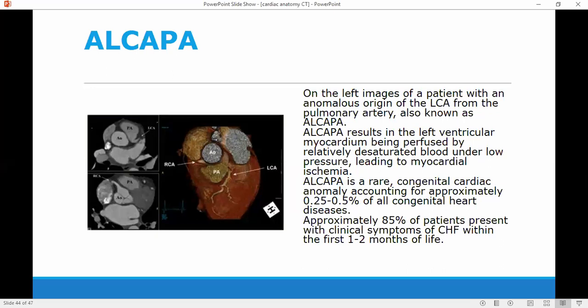ALCAPA is a rare congenital cardiac anomaly accounting for approximately 0.2 to 0.5% of all congenital heart disease. Approximately 85% of patients present with the clinical symptoms of congestive heart failure within the first 1 to 2 months of life. This is pulmonary artery, and this is the left coronary artery, while the right coronary artery arises from aorta.